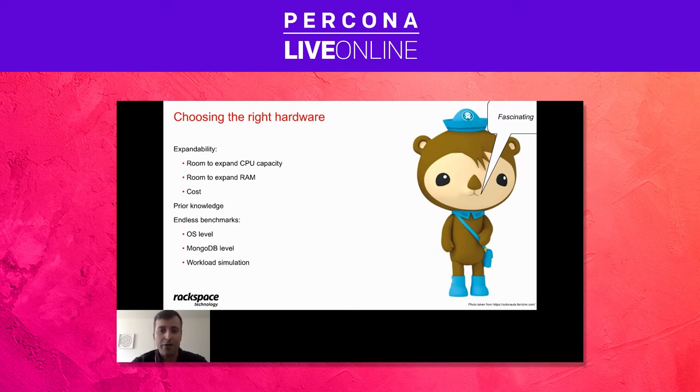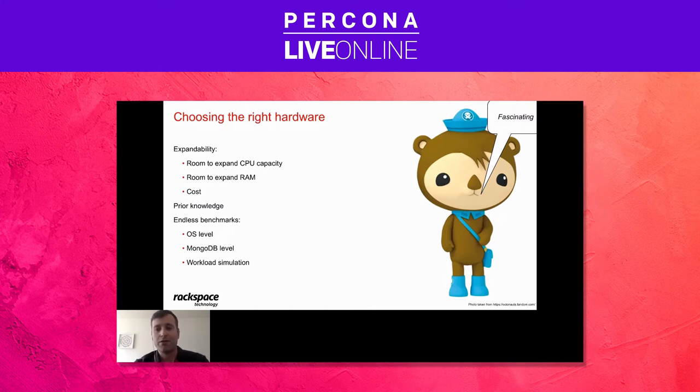Obviously, we had some prior knowledge. That wasn't the first WiredTiger workload that our team had to deal with. So we had some benchmarks from the past from other customers that made a similar transition, not at that scale, but we had those. So we knew pretty much what type of hardware we needed to look for. So we picked a couple of candidates, and usually the vendors give you a box to play with. So we ran endless benchmarks.